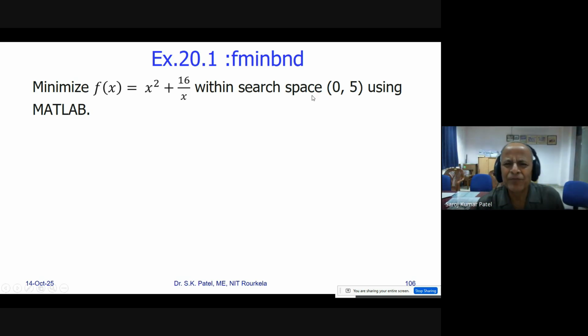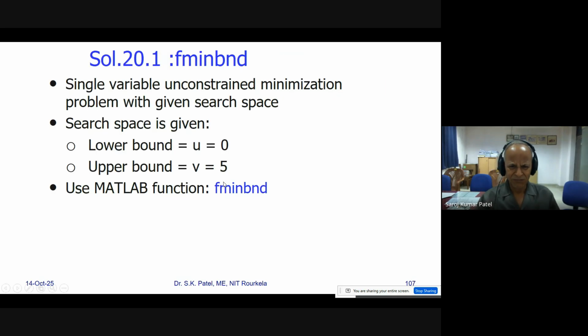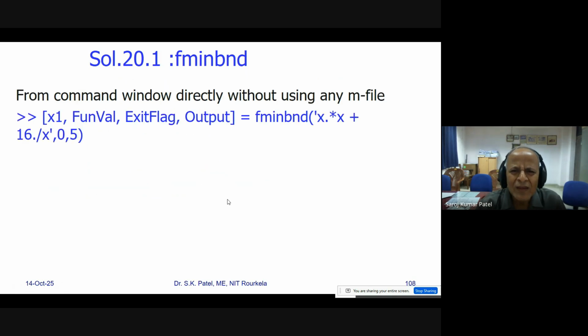Okay, let us start. So let us use the MATLAB subroutine fminbnd, how we can solve a single variable problem. So this is the problem. The lower bound u is 0, the upper bound v is 5. Then in the MATLAB command window, just write this command, you will get the result.